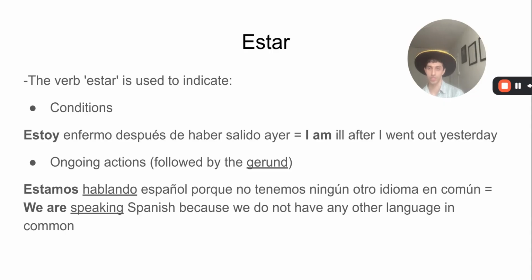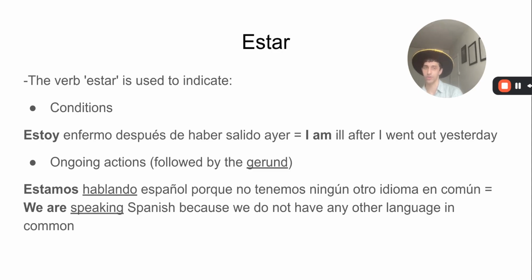Estar also has a very particular usage, which is that of ongoing actions. This is basically referred to as continuous or progressive tenses in terms of grammar, and grammatically, estar is used to form them. You would create these tenses using the verb estar conjugated in a particular tense, whether it's the present tense, future tense, imperfect tense, and so on. And then you would follow that up with the gerund form, the gerund or the present participle in Spanish, which have the same form, which ends in ndo in Spanish.